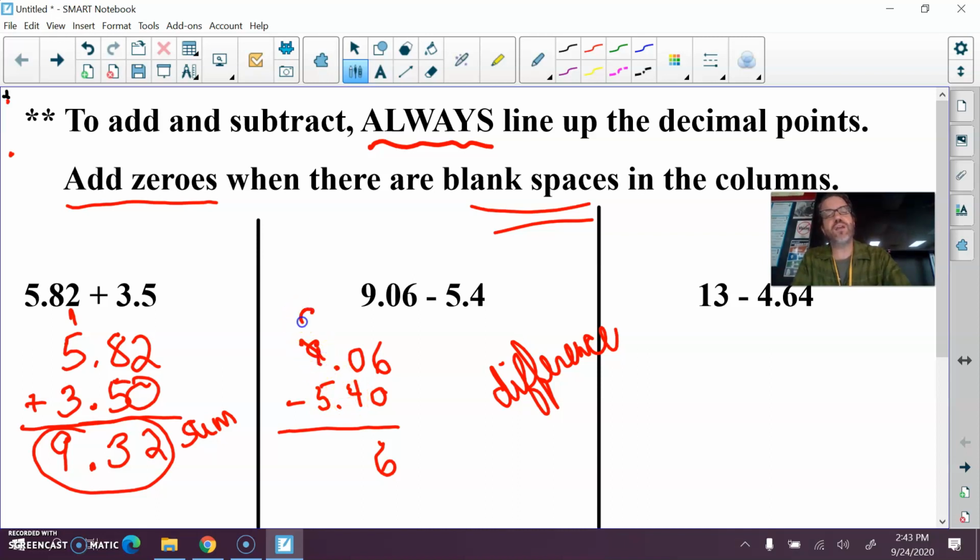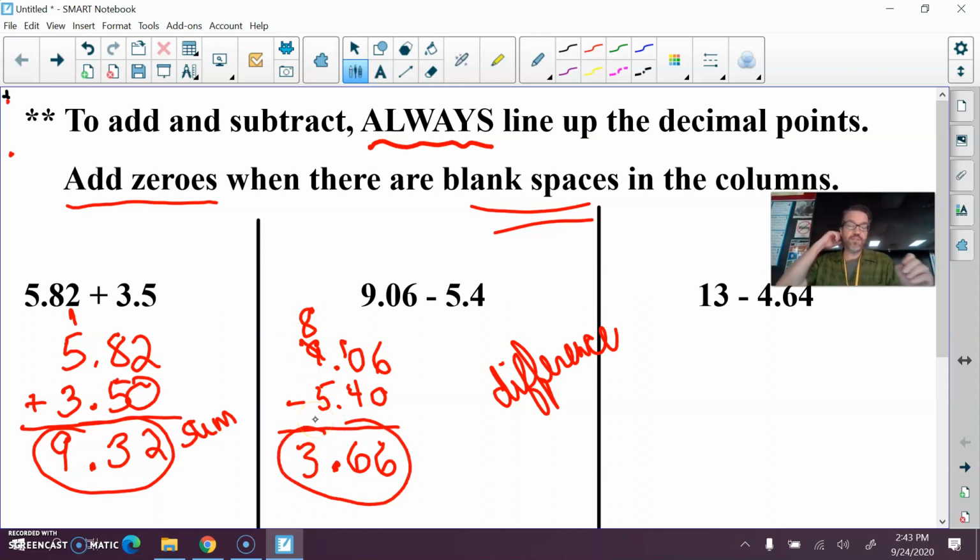This 9, I can make it an 8, and then I can bring that 1 that I borrowed from there and shift it over here and add 10 here. So 10 minus 4 is 6. Here's my decimal point. And then 8 minus 5 is 3.